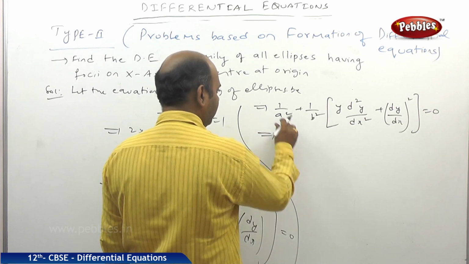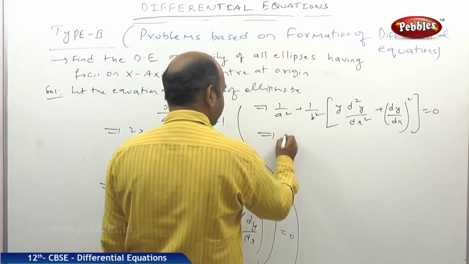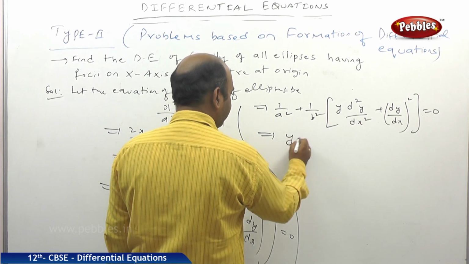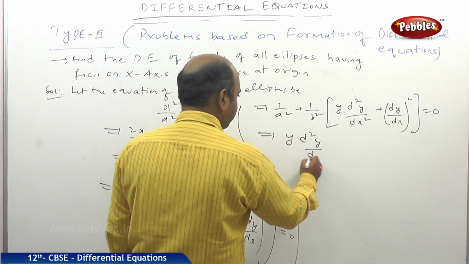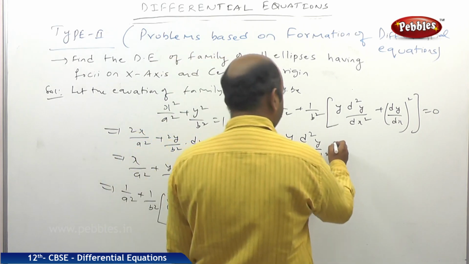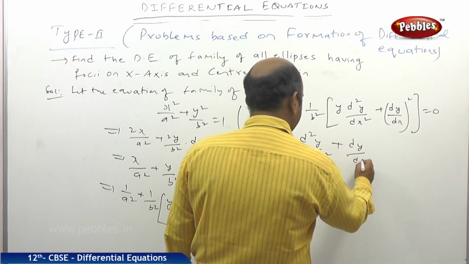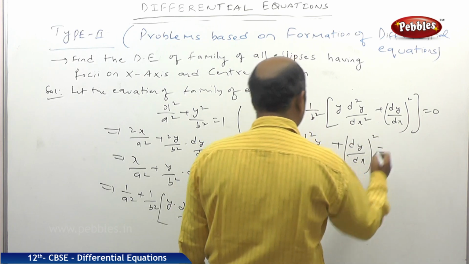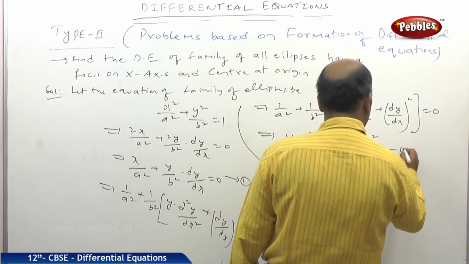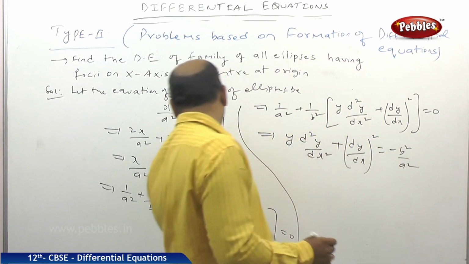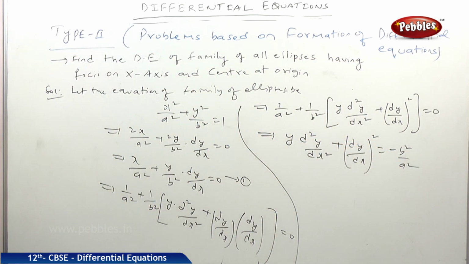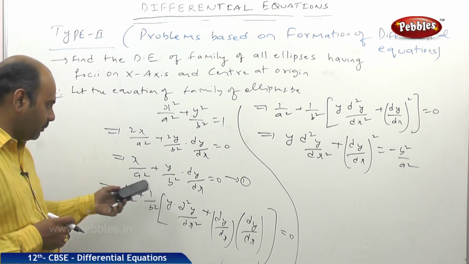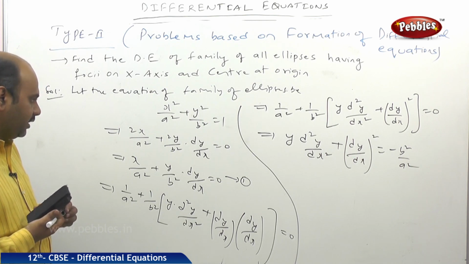Later, if you observe carefully, 1 by a square I will send to that side. So finally the equation will transform to: y into d square y by dx square plus dy by dx whole square is equal to minus b square by a square. Again, in place of minus b square by a square, I think I can make some modifications, because here also I am finding minus b square by a square.